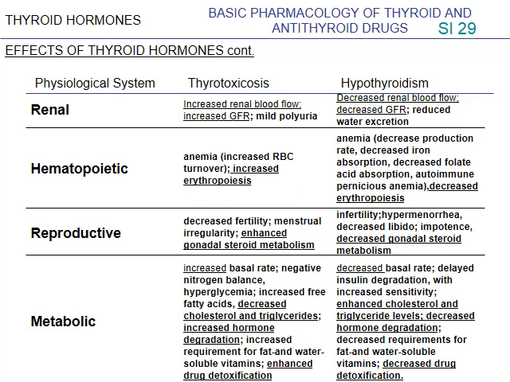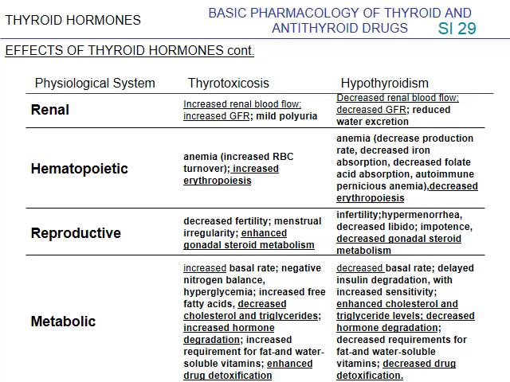Moving on, effects in the kidney, thyrotoxicosis, increased renal blood flow, hypothyroidism, decreased renal blood flow. We could basically read through the list. Hematopoietic effects, increased erythropoiesis in the hyperthyroid patient, decreased erythropoiesis in the hypothyroid patient. Reproductive toxicities in the hyperthyroid patient, enhanced gonadal steroid metabolism. In the hypothyroid patient, we see the opposite.